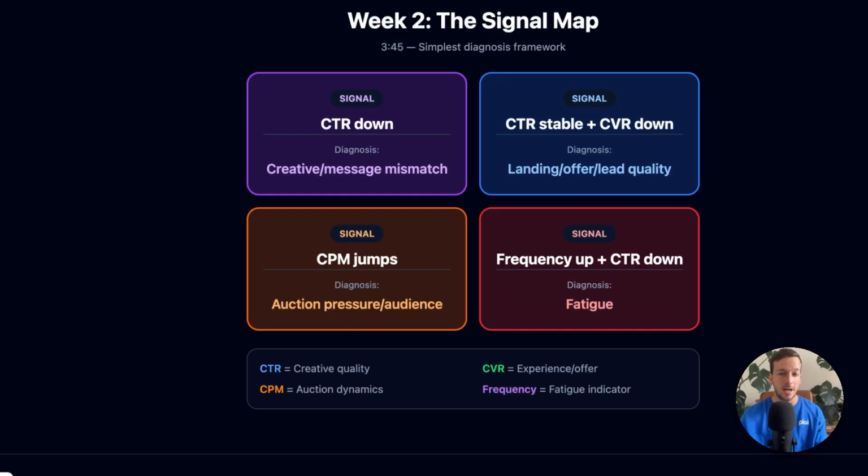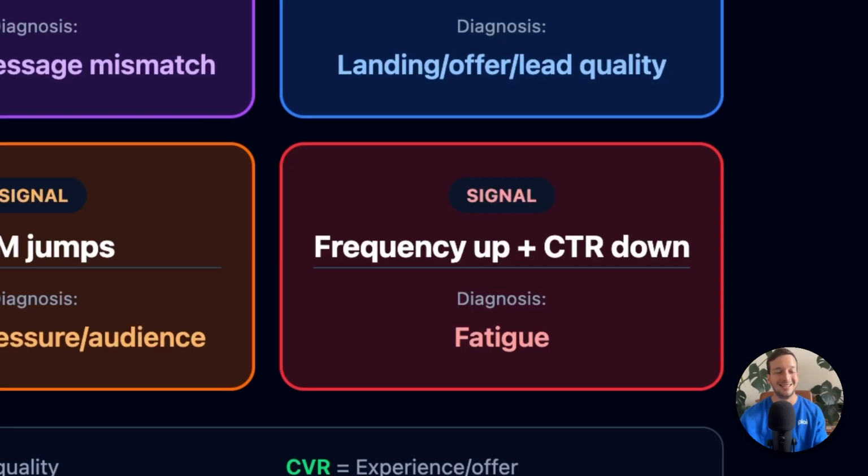And finally, a high frequency with a low CTR is a clear indication of fatigue. If you didn't add too many creatives in there, then Meta might have rotated all of them more than once to your users. So remember to keep your creative bank filled with images, videos, and headlines just to be ahead of the curve.